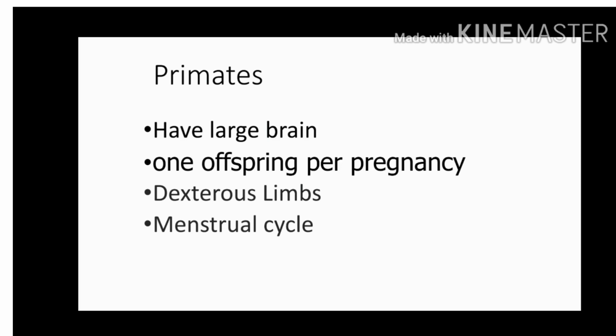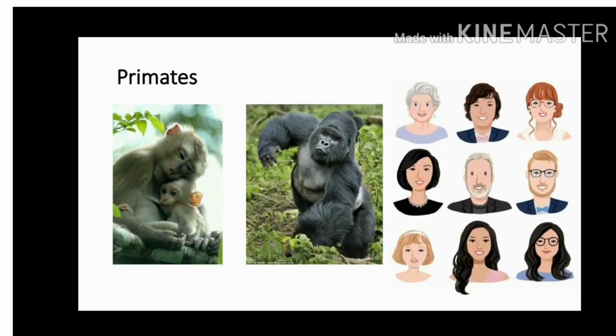Let's see which kind of hormones. Hormones like pituitary hormone and gonadotropin hormone. Okay. And ovarian hormones are progesterone and estrogen. Whenever the levels of these two hormones change, we can see the menstrual cycle. Generally in human beings, there is a 28-day menstrual cycle, and examples of primates are monkeys, apes, and we human beings.